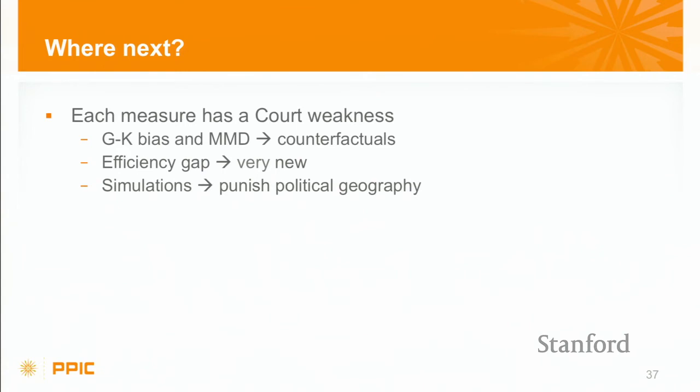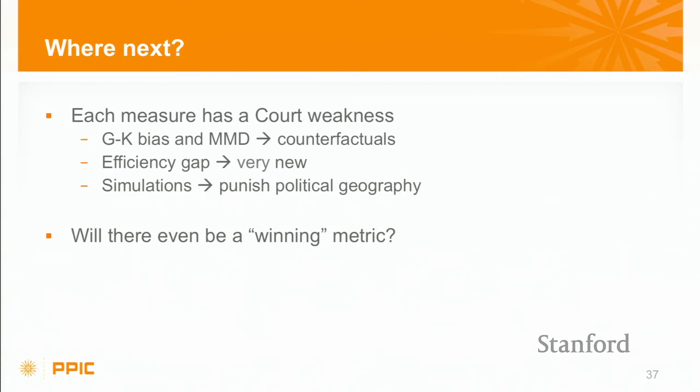So where do we go next with all this? Well, I'd say each of these measures has some weakness from the perspective of the courts. The Gelman-King bias and mean median difference, they have counterfactuals. The efficiency gap is very new and untested. Simulations are also relatively untested, especially in the sense that we don't know 100% for sure that they are sampling from the full range of potential plans, and they punish a party that is disfavored by political geography.